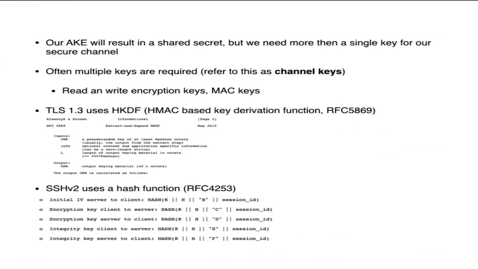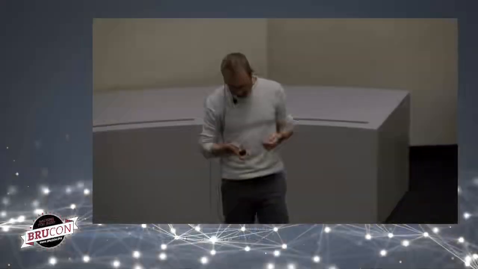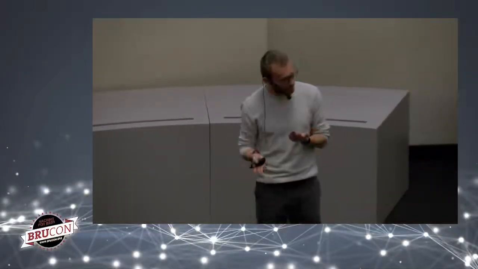Typically we have two parties, A and B, and both need a key to encrypt. One party will have a read and a write key, and the other party will have a read and a write key. Very often we also need message authentication, so there will be a key for that. So we need more than one key.